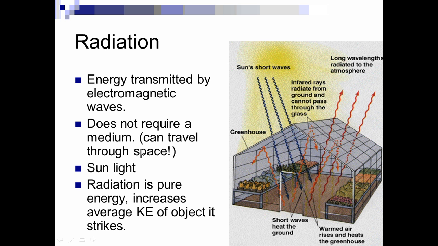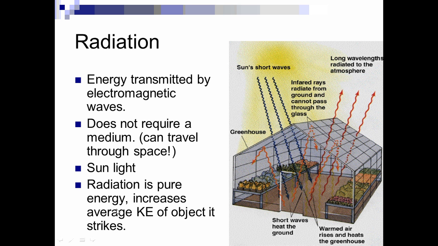What's nice is that radiation does not require a medium, which means it can travel through a vacuum. So it can travel through space. This is a great thing because if radiation couldn't travel through a vacuum, then we wouldn't get any sunlight. We wouldn't get any energy from the sun, and we would be extremely, extremely cold. So I'm very thankful that radiation can travel through a vacuum.